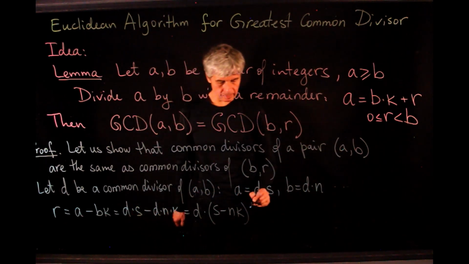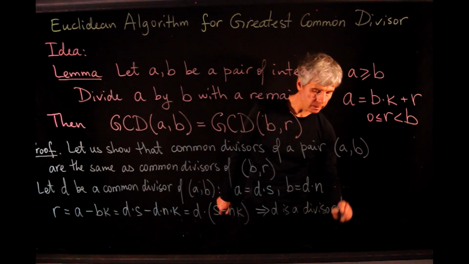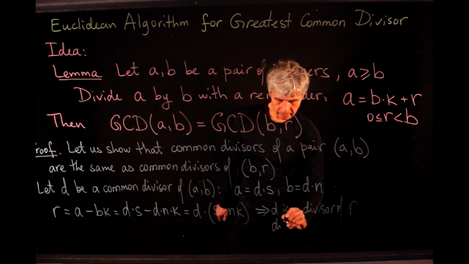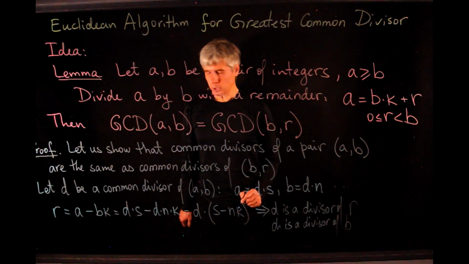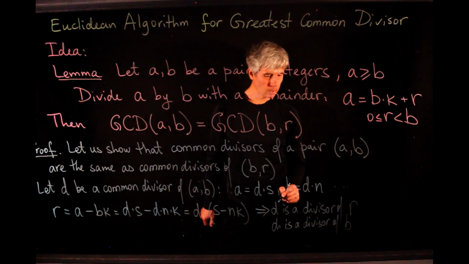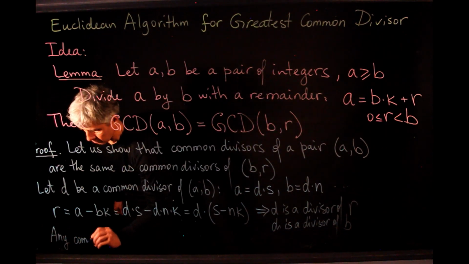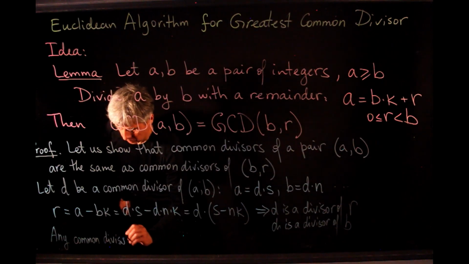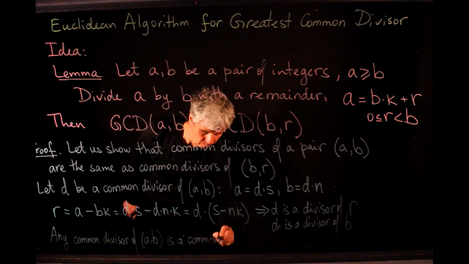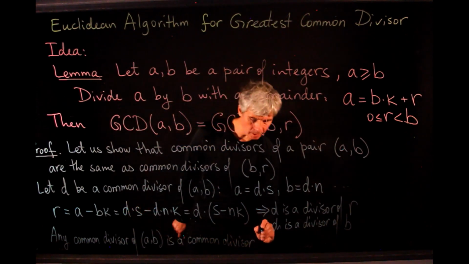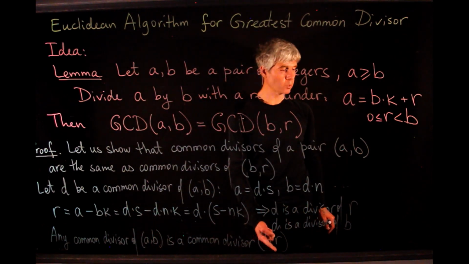So what we see is that D is a divisor of R, but also D is a divisor of B. So what we have shown here is that any common divisor of the pair A, B is a common divisor of the pair B, R. So now we see that every common divisor of A, B is a common divisor of B, R.